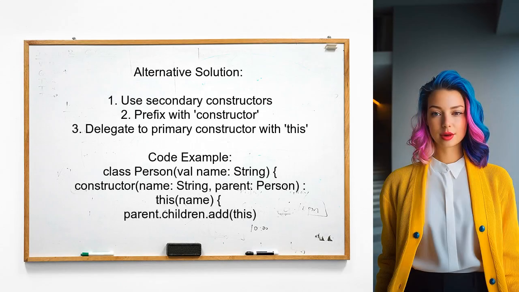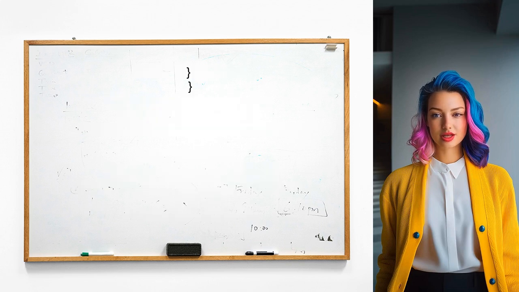Let's move forward and look at another answer. This user suggests using secondary constructors in Kotlin. They explain that secondary constructors are prefixed with the keyword constructor. Each secondary constructor must delegate to the primary constructor, either directly or through another secondary constructor using the this keyword.